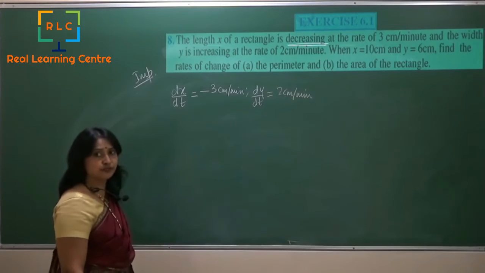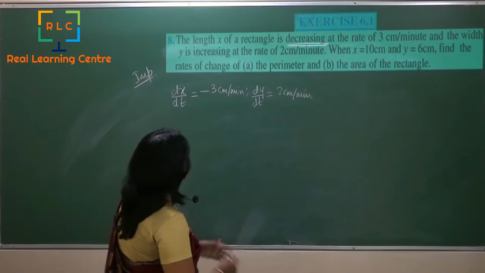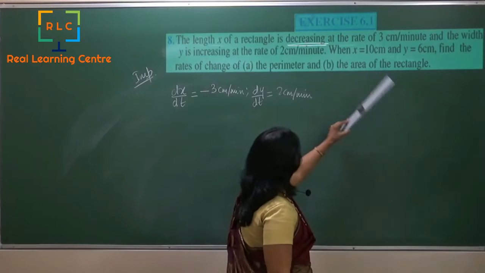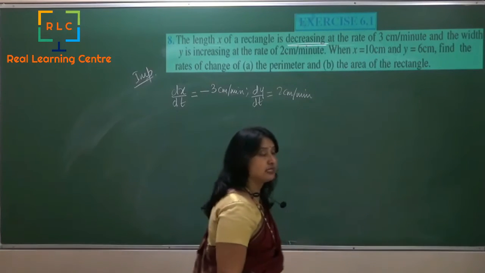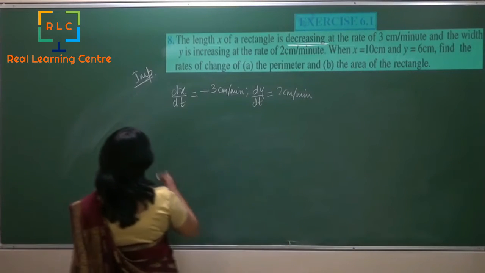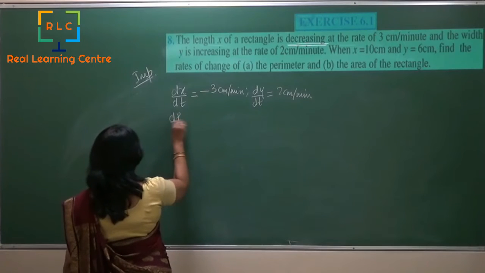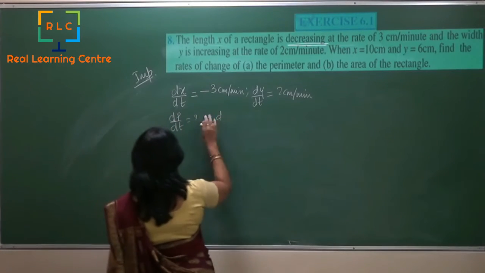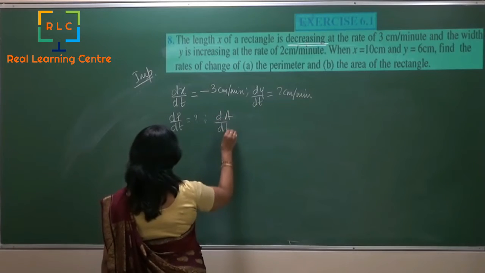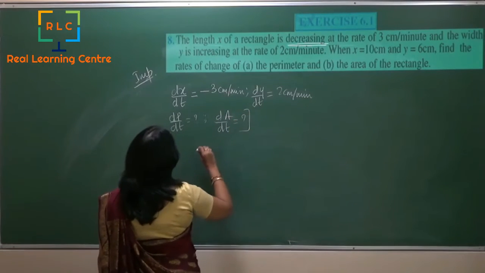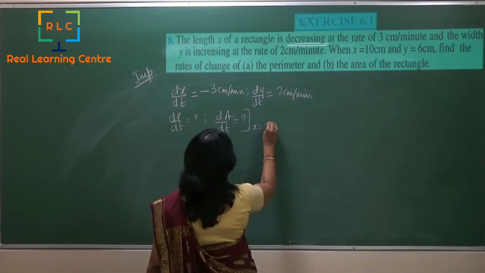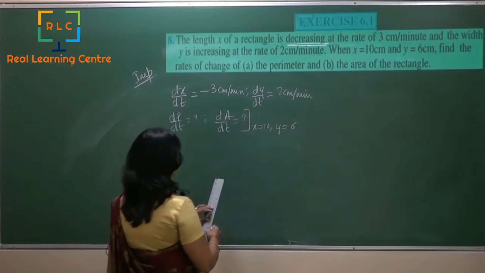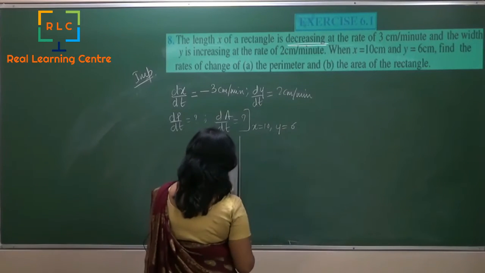What am I supposed to find out? I'm supposed to find out the rate of change of (A) the perimeter and (B) the area of the rectangle when x is 10 and y is equal to 6. So I need to find out dP by dt equal to question mark, dA by dt also equal to question mark, when x is equal to 10 and y is equal to 6. And we'll start. There are two different parts in this question. I'll divide the page.